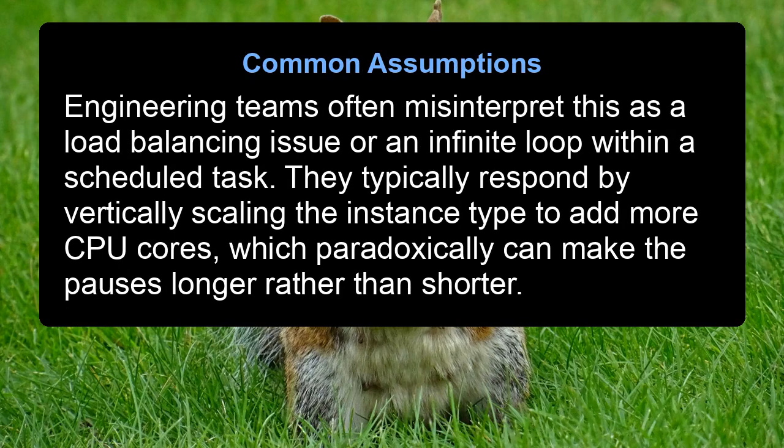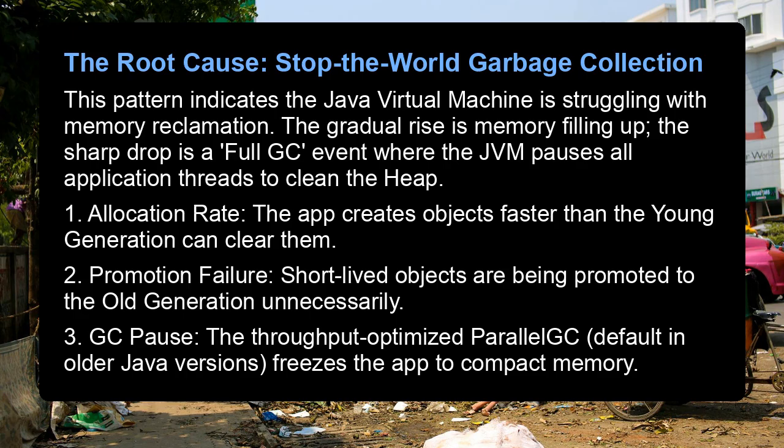Common assumptions. Engineering teams often misinterpret this as a load balancing issue or an infinite loop within a scheduled task. They typically respond by vertically scaling the instance type to add more CPU cores, which paradoxically can make the pauses longer rather than shorter. The root cause, stop-the-world garbage collection.